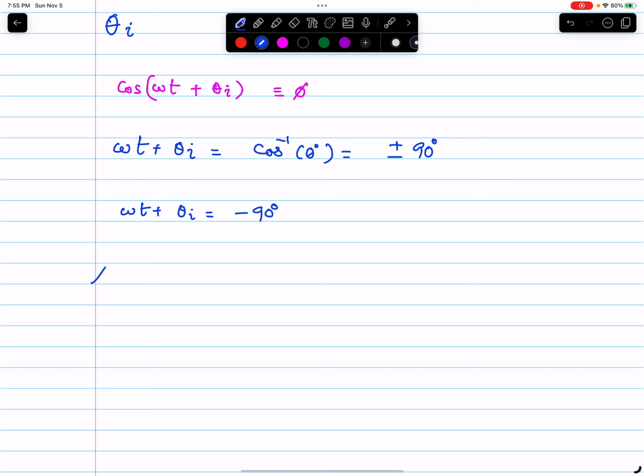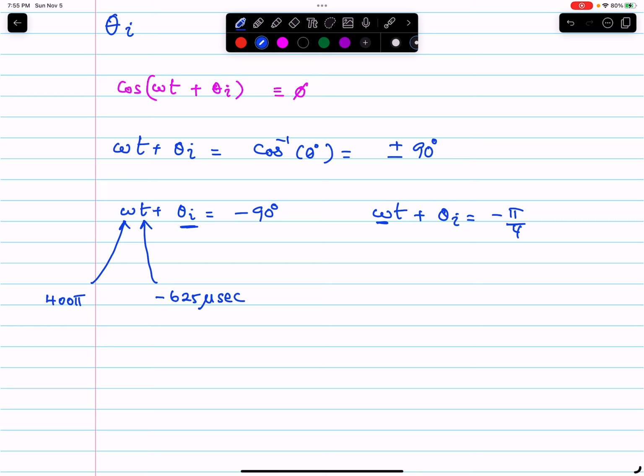Now we know the value of omega, and we know the value of t. We know omega to be 400 pi, if I remember correctly, and we know the value of t to be negative 625 microseconds. We should be able to calculate theta I. So omega t plus theta I equals negative pi by 4. We are going to express everything in terms of radians because omega is angular frequency.